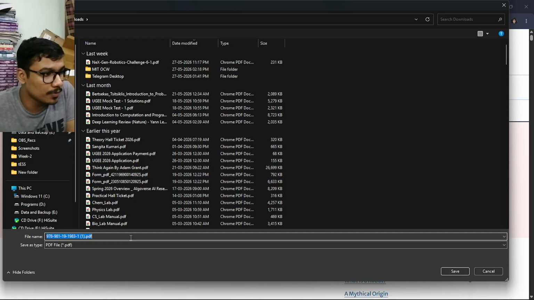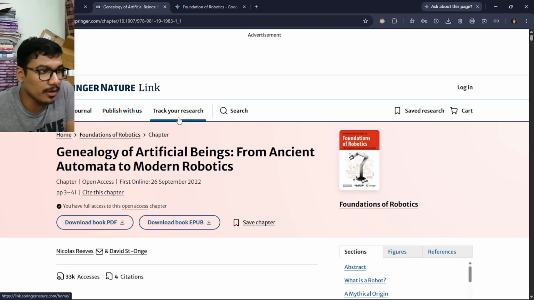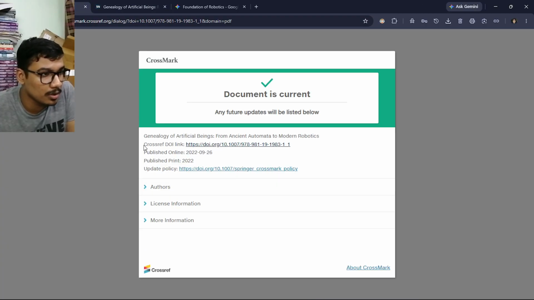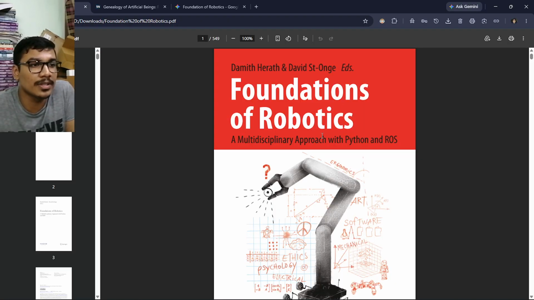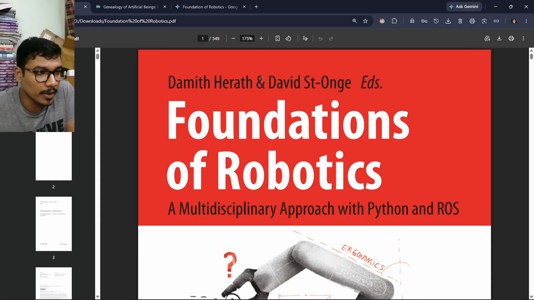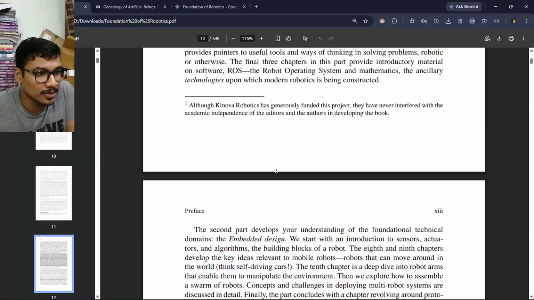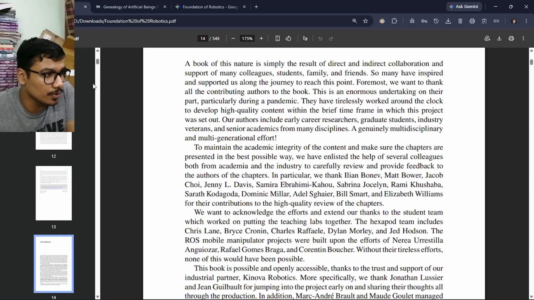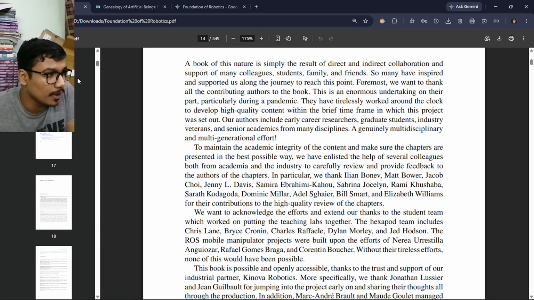Let me just download the, okay, I think I'm already having the document. It says the document is current. It means the version that I'm reading is the latest one, the recently published document. Let me just get to the index.